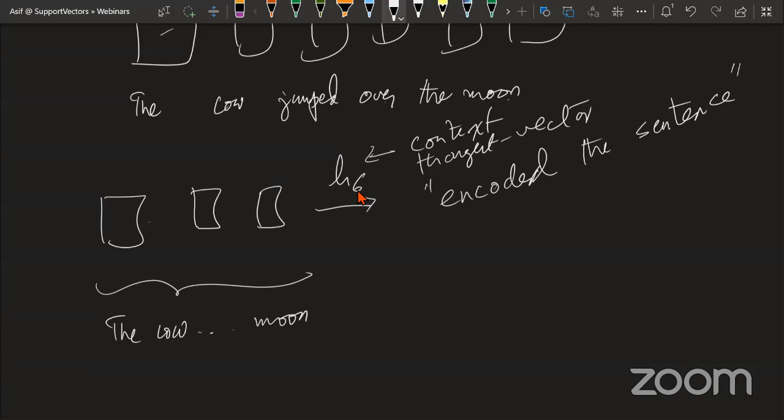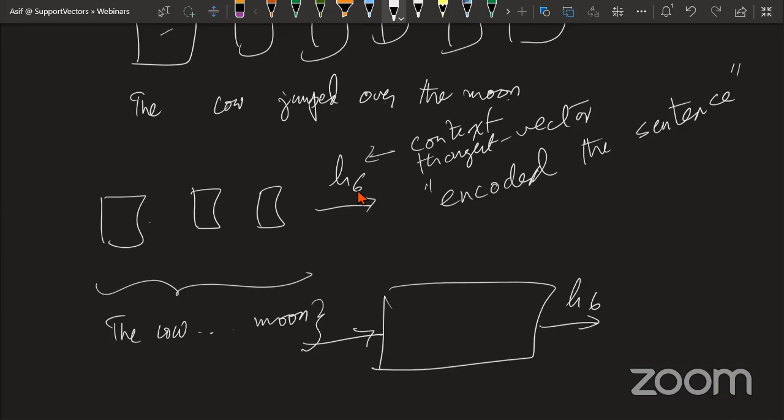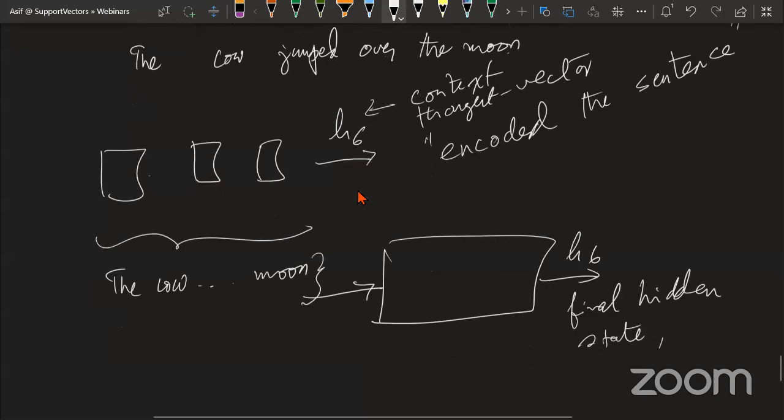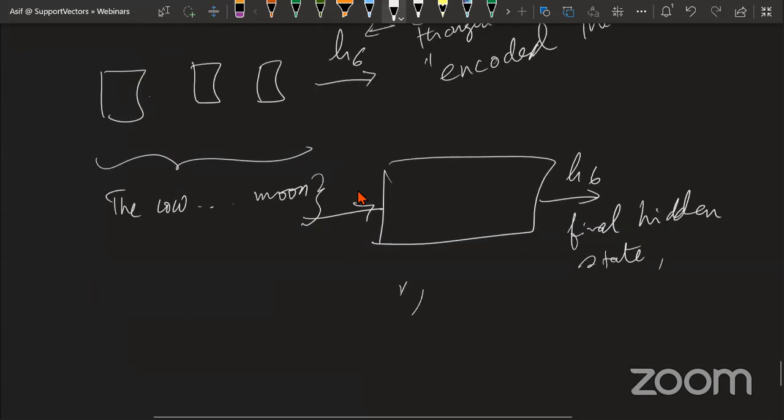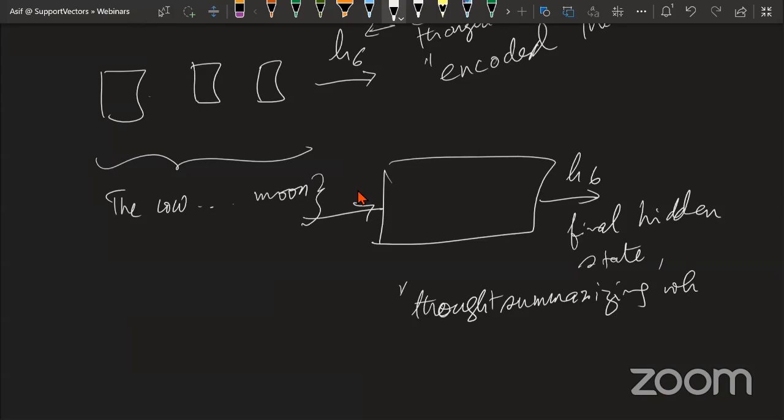And if you have encoded the sentence, the entire thing I'll represent as a box. This thing goes in, and what comes out is H6, the thought vector, the context, or the final hidden state. I tend to think of it as the final thought summarizing what was said. This is my way of looking at it: the thought summarizing what was said.